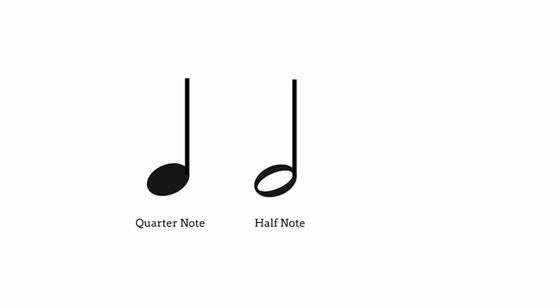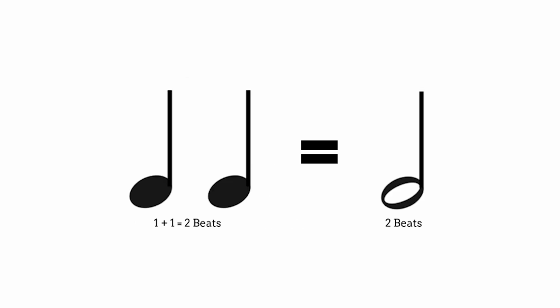Since a quarter note is 1 beat long and a half note is 2 beats long, how many quarters equals a half note? 2 quarters equals 1 half note. That means that a half note will take up the same amount of time and amount of beats as 2 quarter notes.